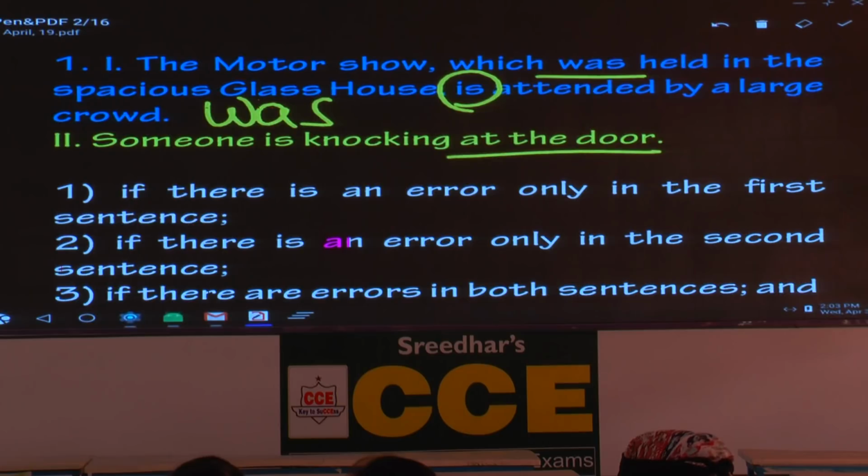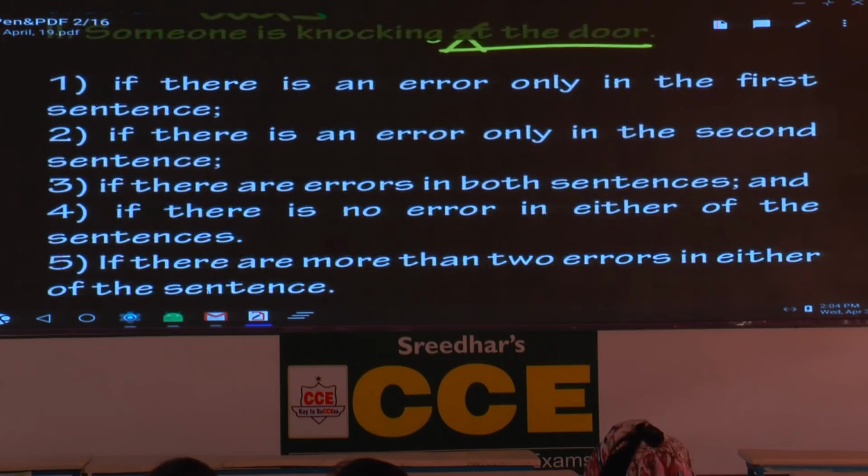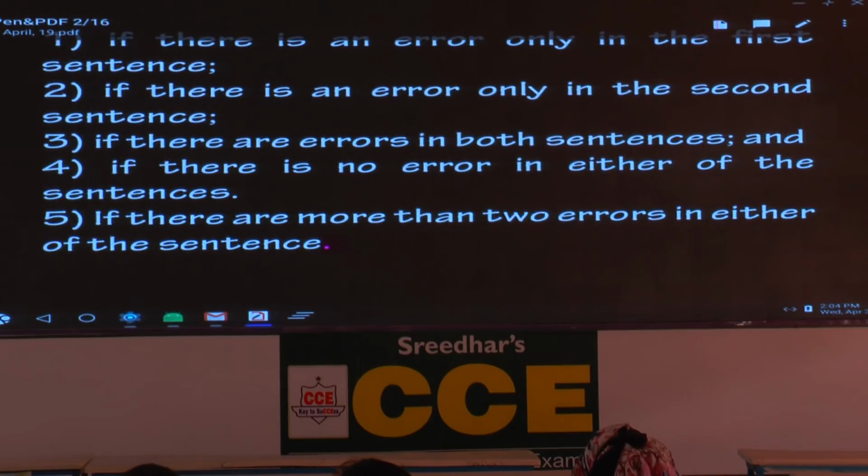What do we say? What is that noise? Then respond, someone is knocking the door. Who is knocking the door? We don't say who is knocking at the door. We don't say who is knocking on the door. So, there is an error in the second part also. What is it? Related to what? Please strike off the preposition at. Someone is knocking the door. Now, the first sentence has an error. The second sentence has an error. Which option says that? What is the third option? If there are errors in both sentences. So what is the answer here?